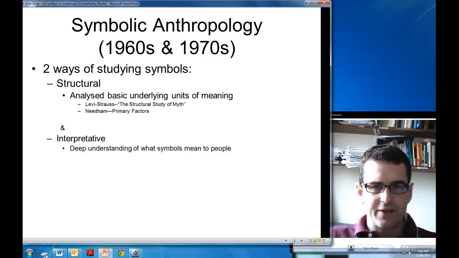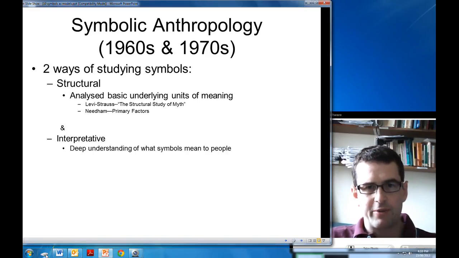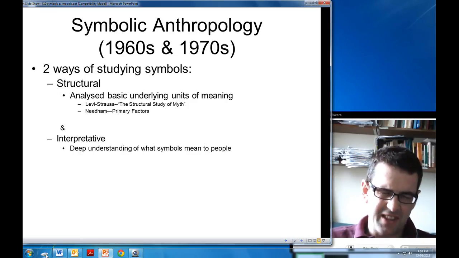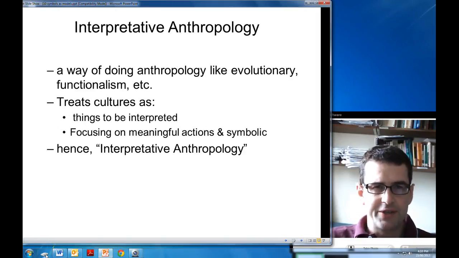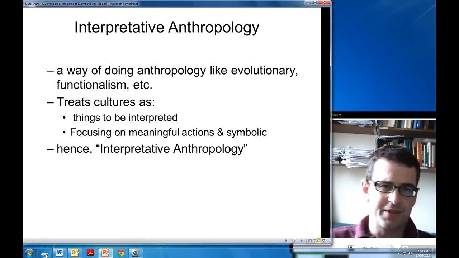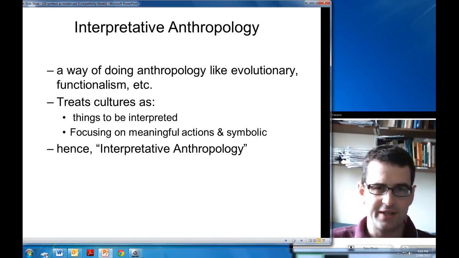However, what we're going to look at today is not structural anthropology, but interpretative anthropology. And this kind of anthropology focuses on getting a deep or thick understanding of what symbols mean to people. So interpretive anthropology is a way of doing anthropology like evolutionary anthropology or functionalism. Now, it treats cultures as things to be interpreted, and it focuses on meaningful actions and symbols. And because the focus is on interpretation, hence we get the name Interpretative Anthropology, and this should help you remember the name.